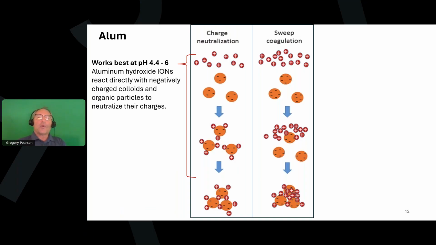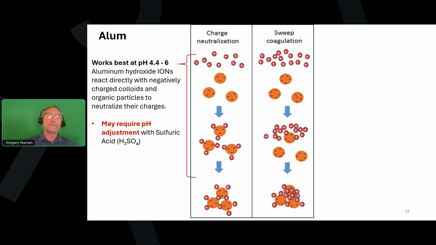The alum obtains hydroxide ions from the alkalinity in the water, and that aluminum hydroxide is what reacts with the negatively charged particles to neutralize their charges and begin to form microfloc. To make it work best, you may need to adjust the pH down because it works best between 4.4 and 6 on the pH scale. And the most common acid to adjust the pH down is sulfuric acid, H2SO4.